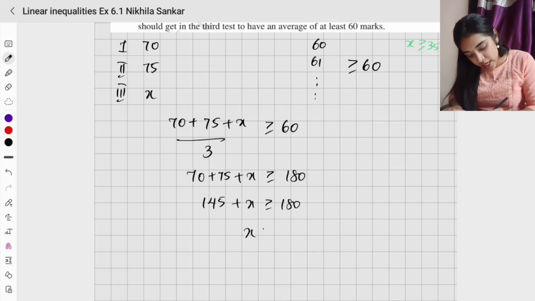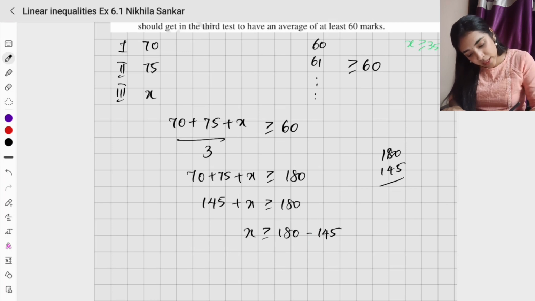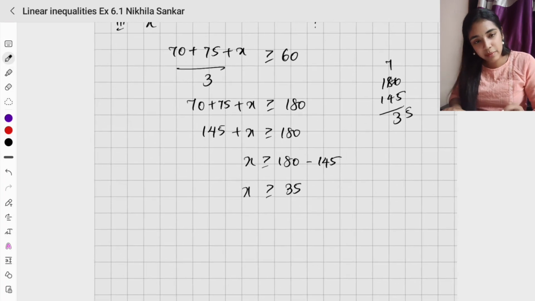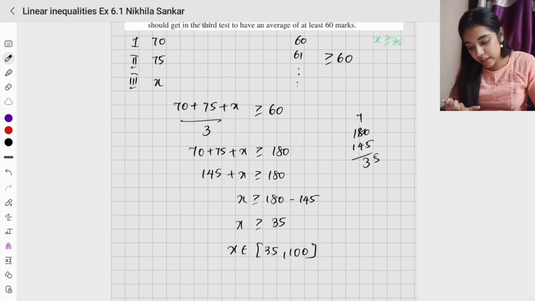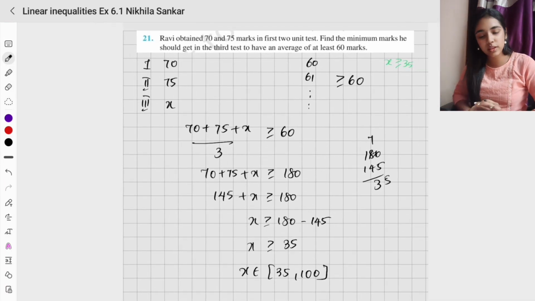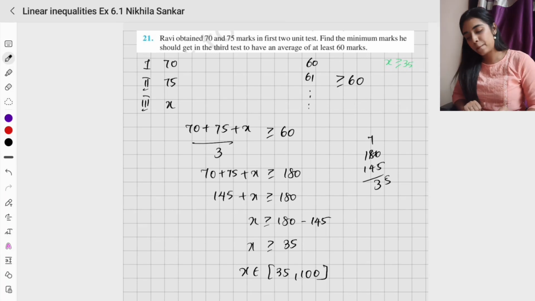Please be very careful with the calculation. X is greater than or equal to 180 minus 145. What is 180 minus 145? 35. So x is greater than or equal to 35. So 35 marks எடுத்தாலே போதும் average 60 வந்துரும். Okay, so what is the range of values? 35 to infinity கிடையாது. Total marks 100 தான். அதனால 35 ல இருந்து 100 இதுதான் range of value. So x is greater than or equal to 35. So this is your final answer. Please copy.